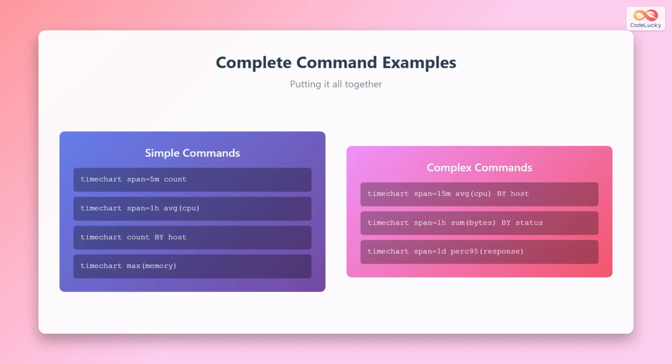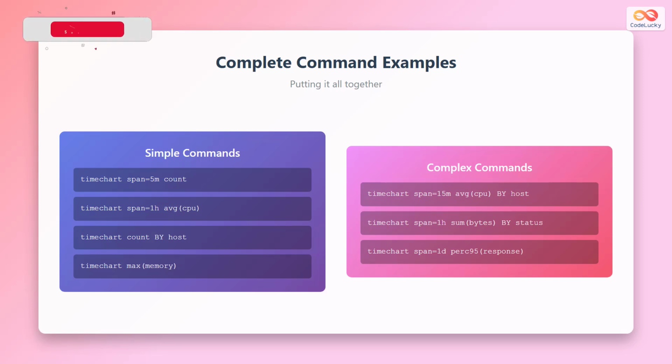Mastering the timechart command requires understanding how to combine its various components effectively. Simple commands form the foundation of time series analysis. Timechart span equals 5m count creates basic event frequency charts with 5-minute granularity. Timechart span equals 1h average CPU shows hourly CPU trends, while timechart count by host compares activity across different hosts. Timechart maximum memory identifies peak memory usage over time.